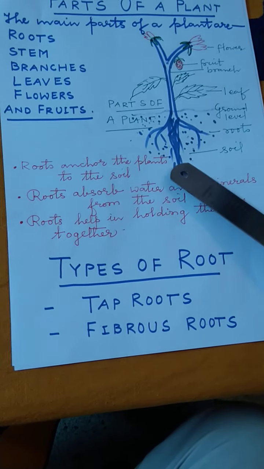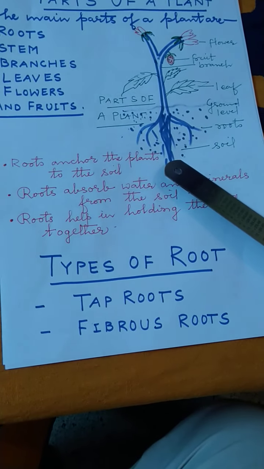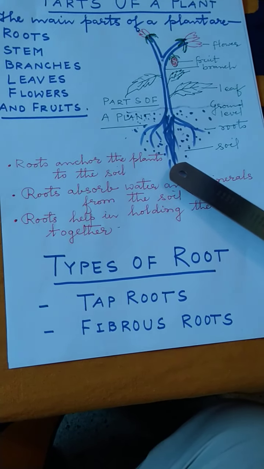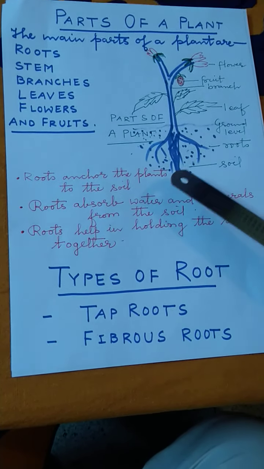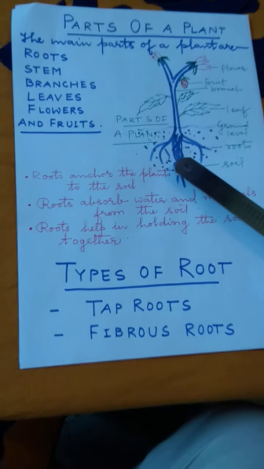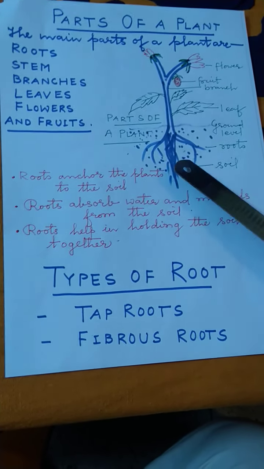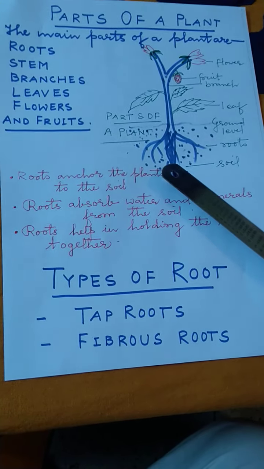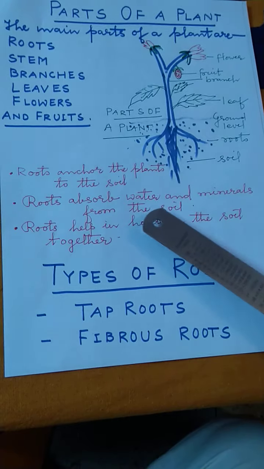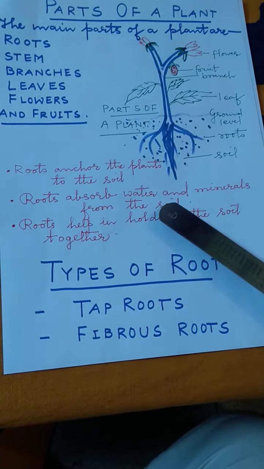So the first function of the root means that roots fix the plant firmly to the soil. This prevents the plant from being pulled out easily or blown away by the wind. So the root anchors the plant. The root fixes the plant and gives support to the plant.